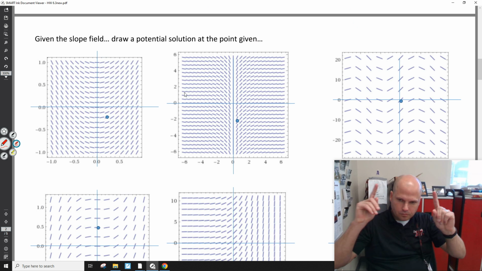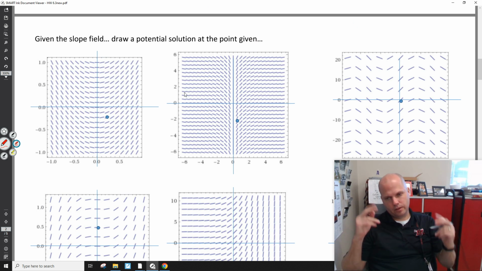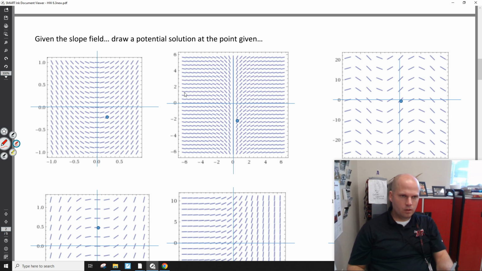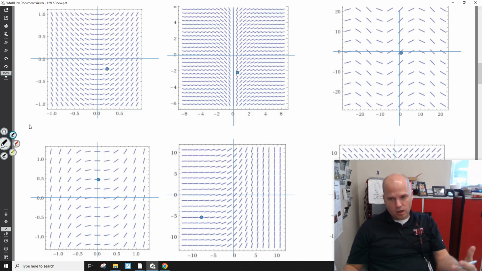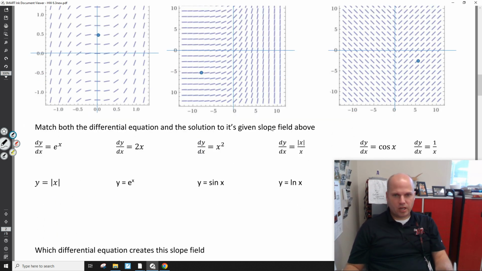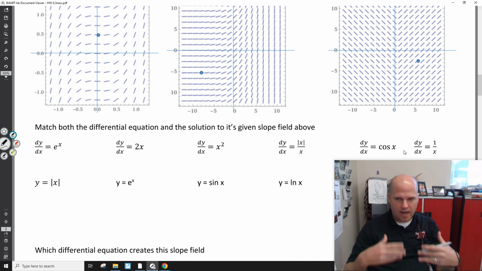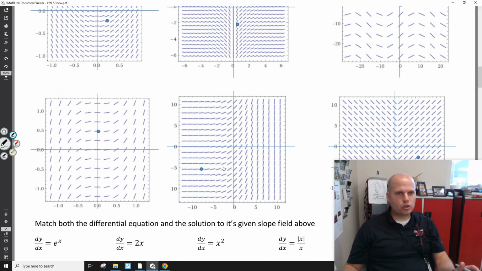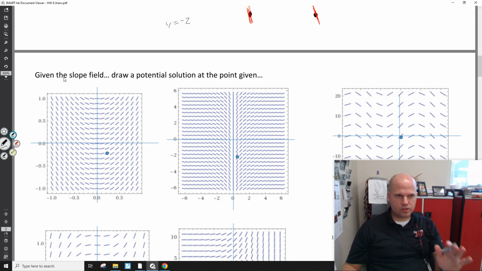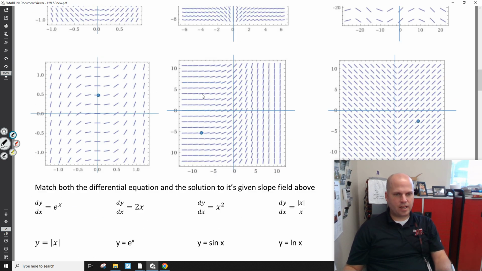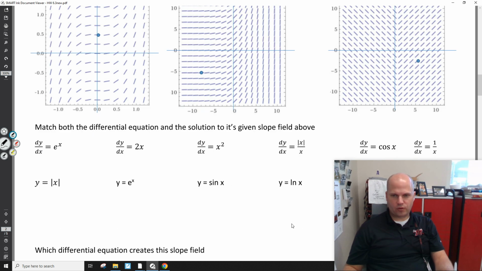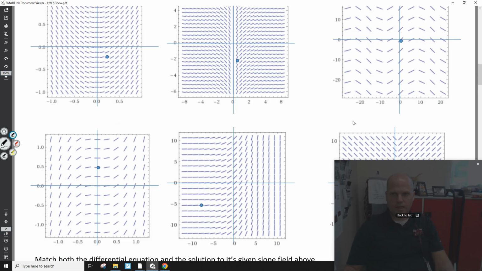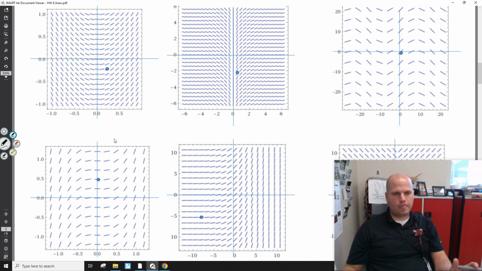All right, cool. First thing you need to know, creating a slope field. Part of what you need to know is matching slope fields with its differential equation. So I'm going to pause on drawing a potential solution until later. I'm instead going to be like, which one of these differential equations creates this slope field?